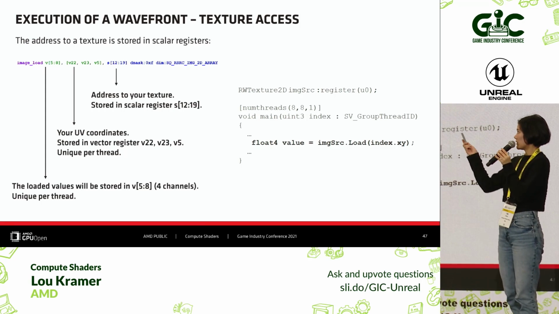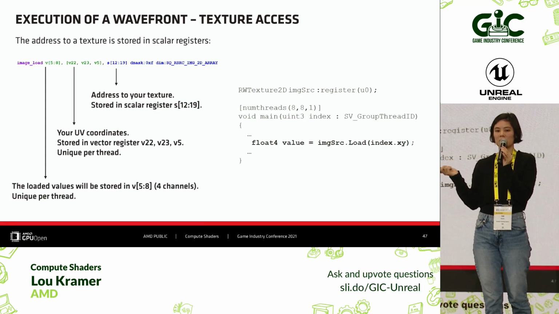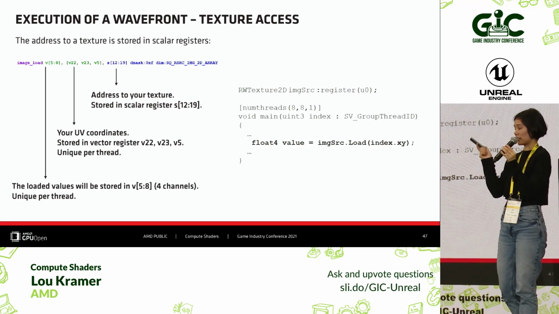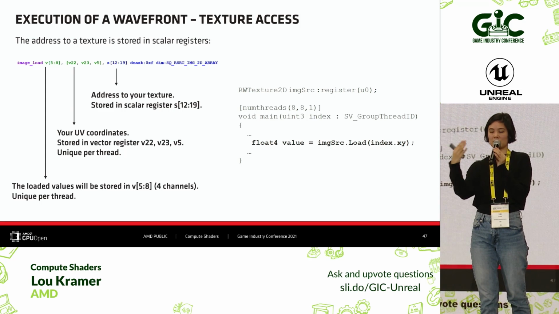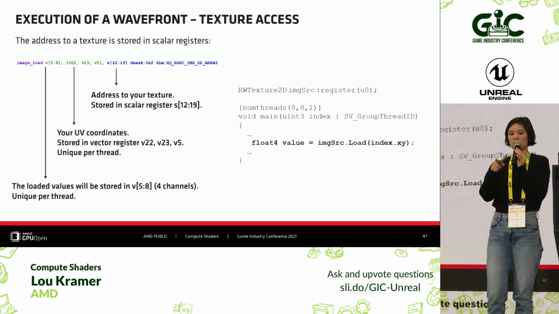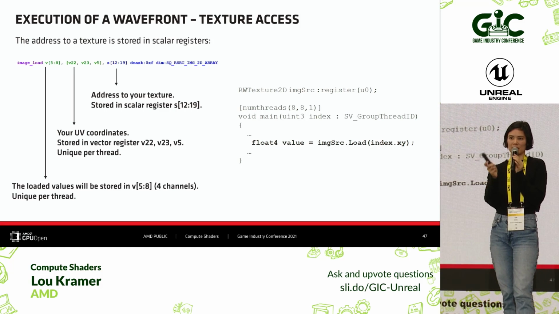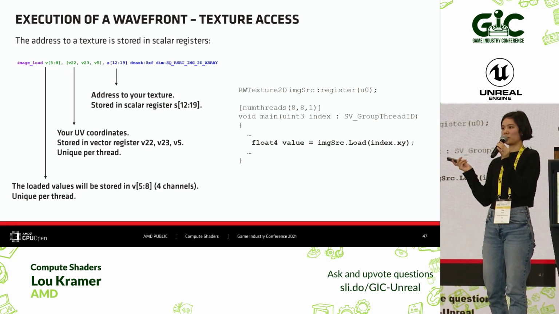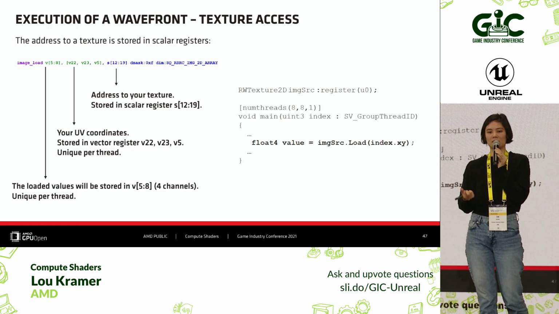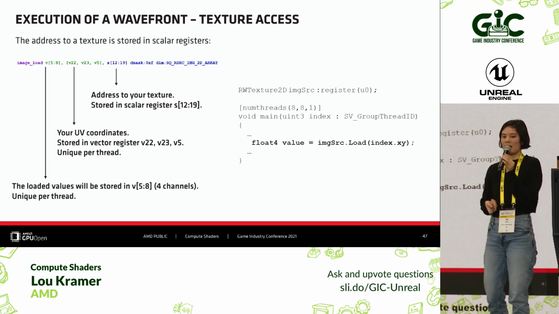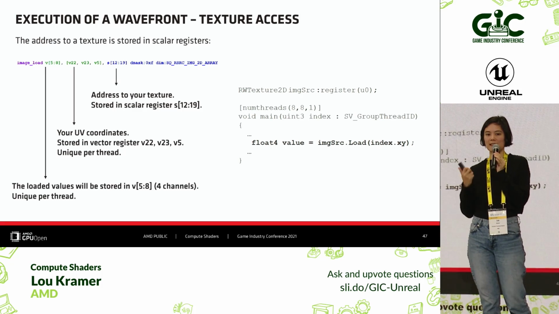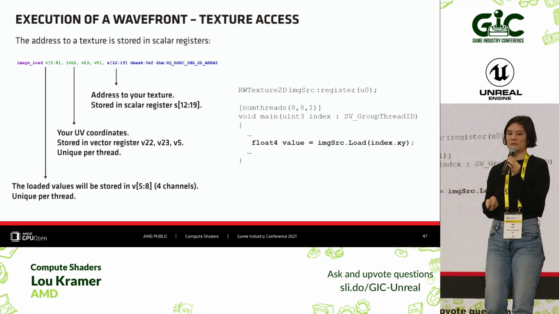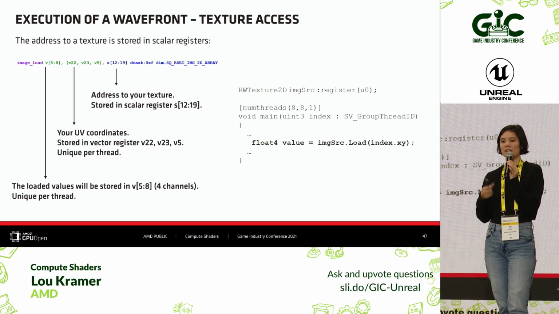In this example, we actually have 3 UV coordinates because it's accessing a texture array, so basically a texture with different slices. Your first 2 vector registers contain the U and V coordinate, and the third one contains the slice index. And then the address of your actual texture is stored in scalar registers, right? So basically, where the GPU finds the piece of memory it needs to load from.